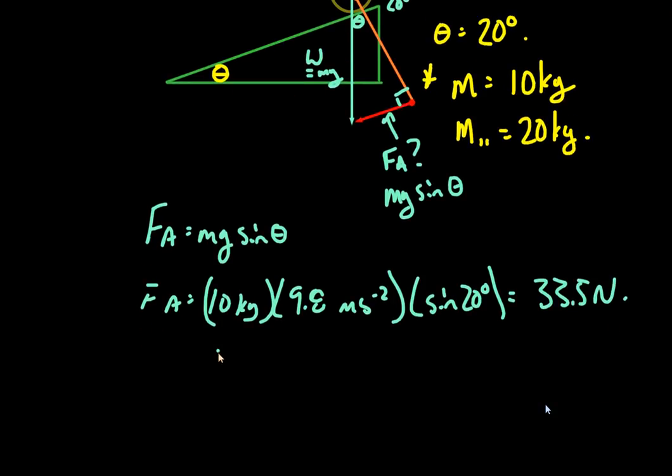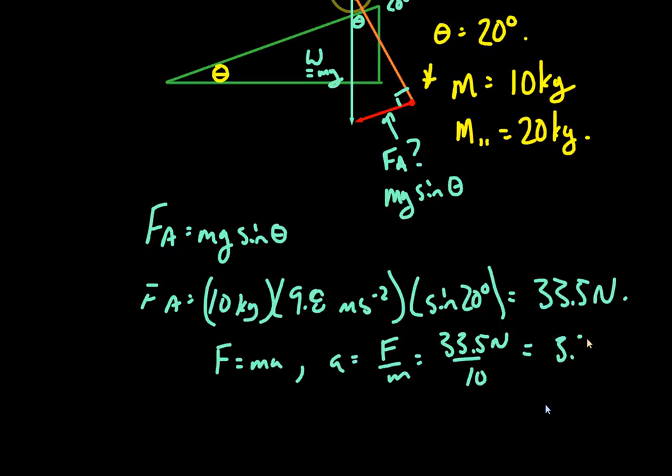And then we also know that F equals ma. So A should be equal to F over m. We have a force of 33.5 newtons. Divide it by the mass of 10. We should have about 3.35 meters per second squared of acceleration.